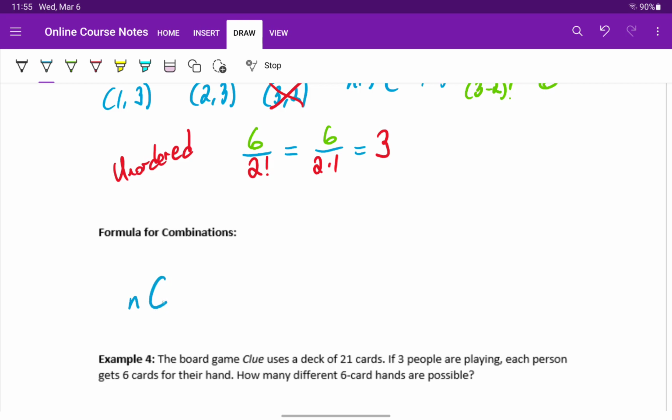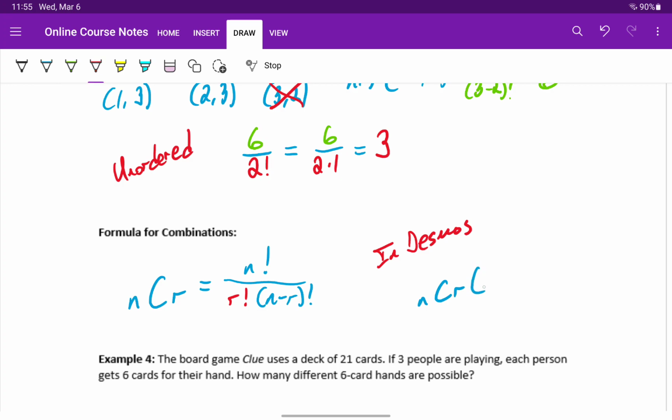So lowercase n, capital C, lowercase r will be our notation for combinations. And this formula will be exactly the same as our formula for permutations. But in the denominator, we're going to introduce r factorial, which is that 2 factorial from our example up above. In Desmos, we'll plug that in as nCr with a capital C, and then again using function notation, we'll feed in values for n, the size of the group we're selecting from, and r, the number of selections.